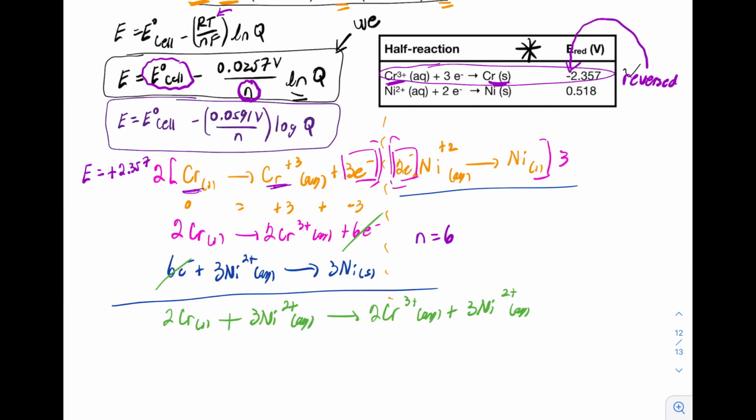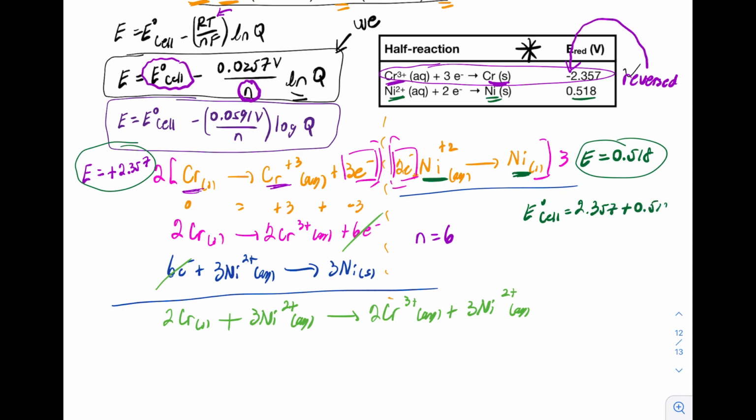Now for the nickel reaction, I'm going to switch to maybe a dark green here. We have nickel 2 plus on the left, and we have nickel on the right, so we don't need to reverse the sign of the voltage for this half reaction. It's 0.518. Now to figure out the cell potential voltage, we just add those two up, right? So the E cell is going to be equal to 2.357 plus 0.518, and the units there are volts.